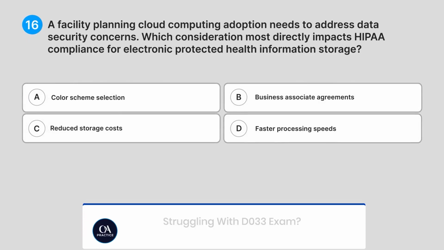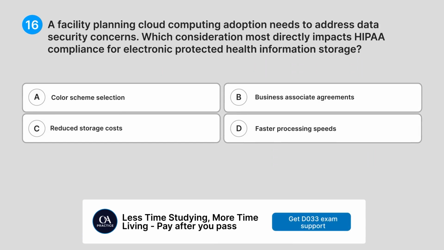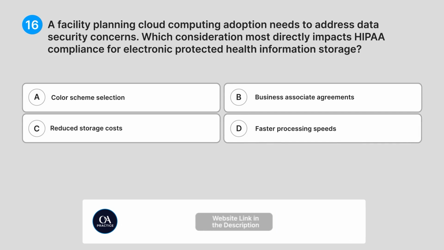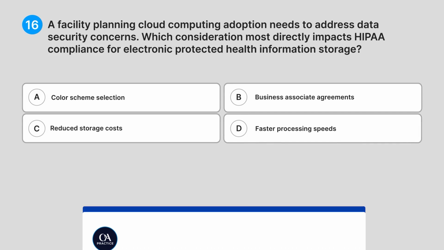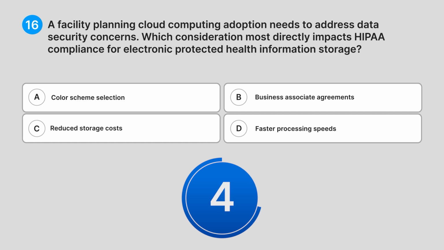16. A facility planning cloud computing adoption needs to address data security concerns. Which consideration most directly impacts HIPAA compliance for electronic protected health information storage? A. Color scheme selection. B. Business associate agreements. C. Reduced storage costs. D. Faster processing speeds. Do you know the answer?